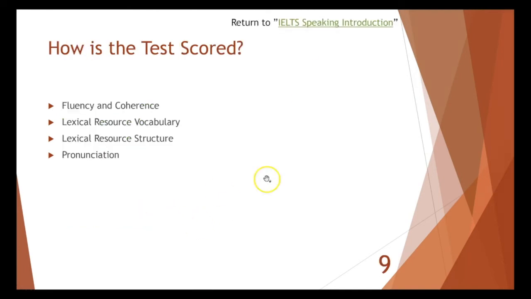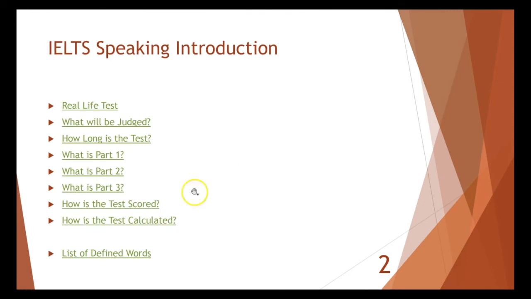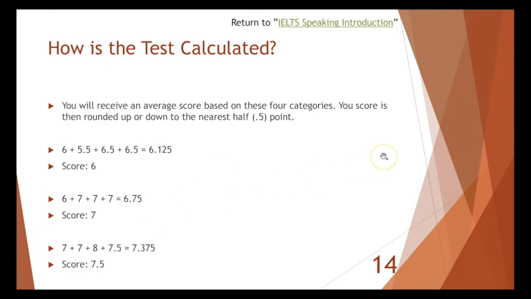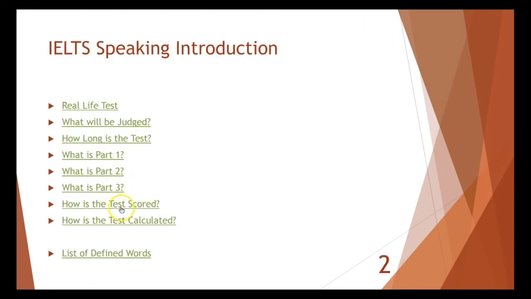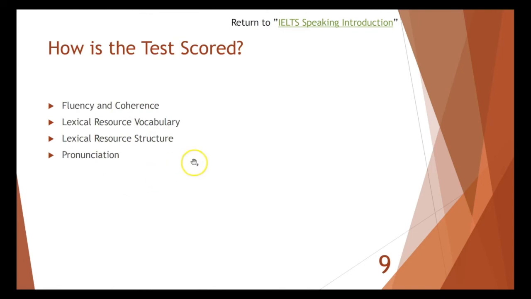So how is the test scored? The test is scored on 4 different categories. Again, you can check out this section of the course to look at these 4 different categories: fluency and coherence, lexical resource vocabulary, lexical resource structure, and pronunciation. Then how is the test calculated? So you'll receive an average score based on those 4 categories. Okay, based on these 4 categories.